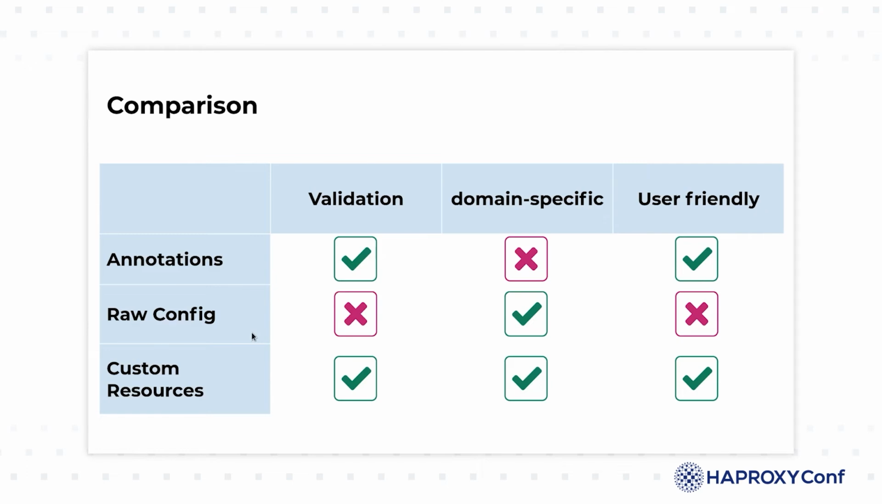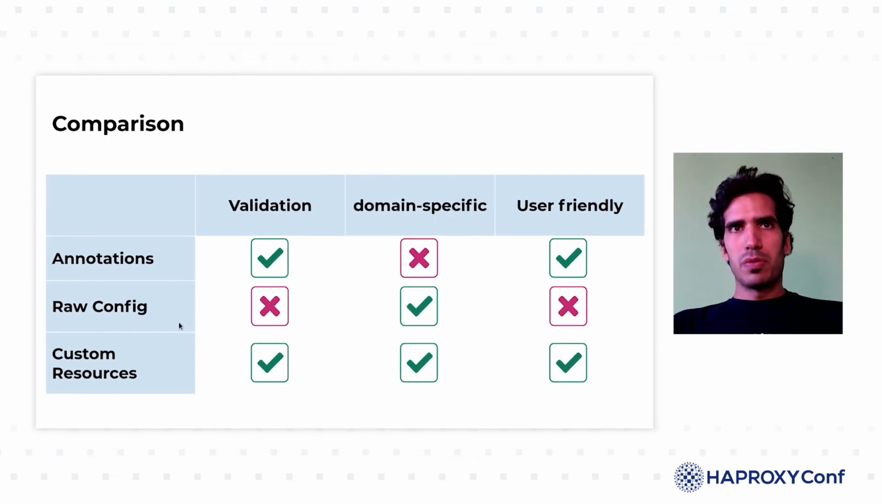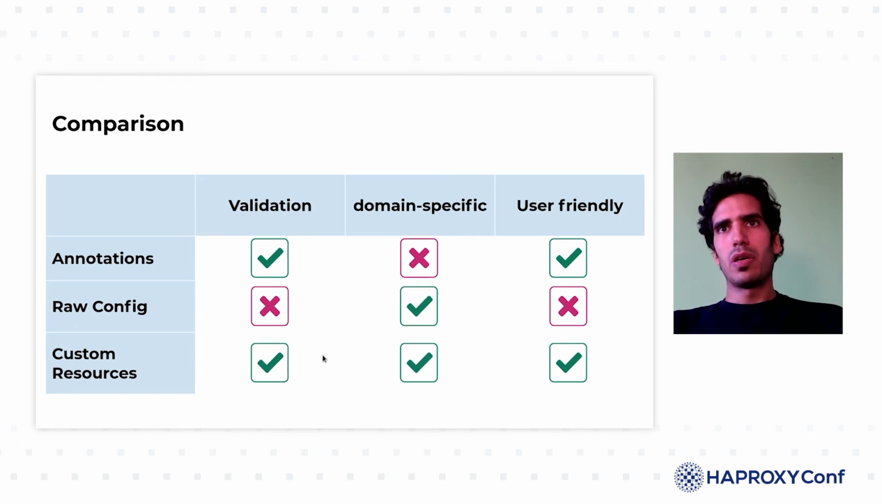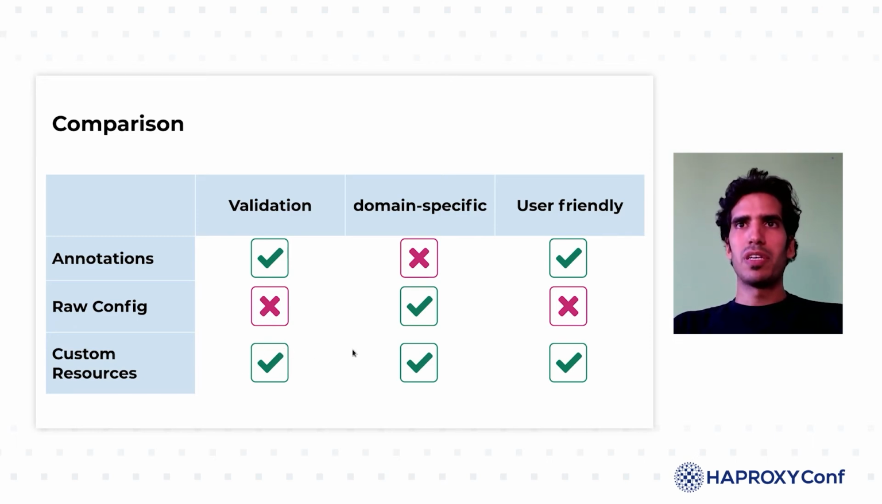And custom resource is the best choice, because we can check all the features, which are validation, the domain specific input, and it can be user friendly. Actually, this depends on how we want to define our custom resource. So it can be to configure HAProxy, or it can be on a higher level to configure some general behavior like rate limiting or any other behavior.